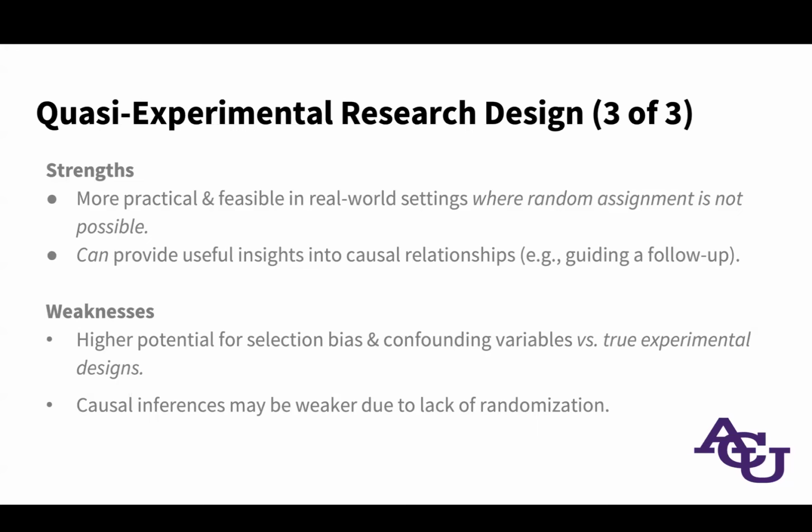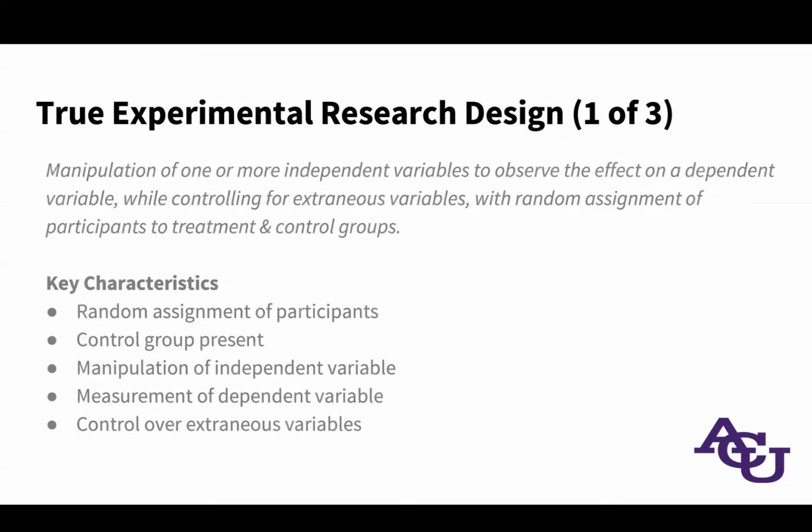Often your results will be much more meaningful versus your pre-experimental and guiding towards doing that true experimental study. But because of lack of randomization, it's hard for us to make a really strong inference from this. And so the general hierarchy is you'll conduct a pre-experiment, then a quasi-experiment, and then a true experiment.